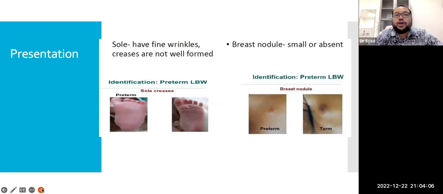So if you look at how they present, kalau term baby you nampak wrinkles dia, creases dia. Tapi kalau premature baby dia smooth saja, dia tak ada crease tu, kan. Apa nama breast nodule dia pun, breast bud dia, term baby ada breast bud. Premature baby sometimes flat, ada nampak dia punya nipple saja without the breast bud.